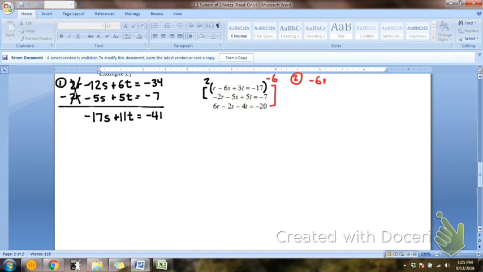So a negative 6R, positive 36S, minus 18t equals 102. 6r minus 2s minus 4t equals negative 20. Again, if you chose a different route, we should ultimately get the same answer.